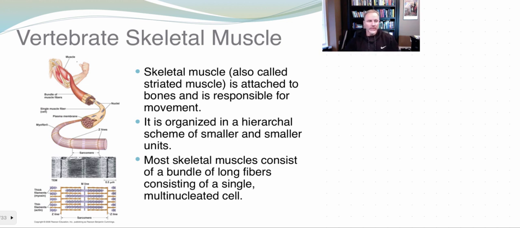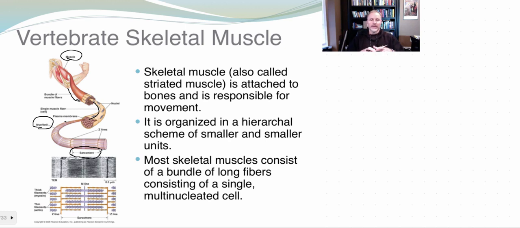So you can see we've got the muscle right here, and then we've got a bundle of muscle fibers that makes up the muscle, and that bundle is a collection of single muscle fibers. Then the muscle fiber consists of these myofibrils right here, and then still further, as you zoom in, you've got the sarcomere, okay, and that's the actual structural unit of the muscle.